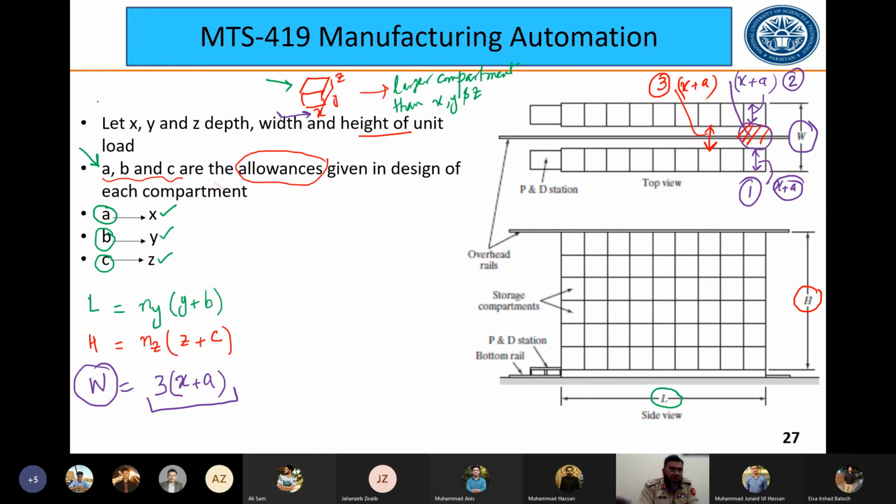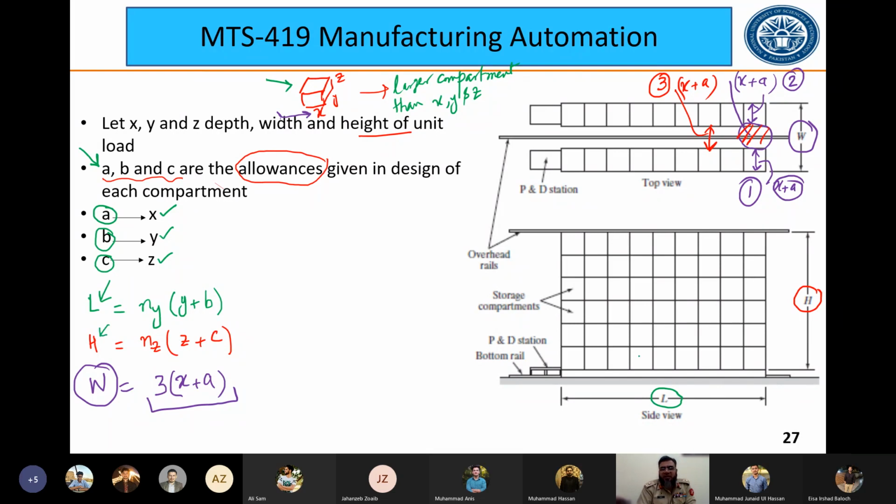Let us calculate the total length of my system, which is this L. Definitely Y is the size of what I place in a compartment, and I associated B with it. If I multiply by the number of compartments I want to make, I can calculate the total length L of my system. No issue. Similarly in the Z direction, the H direction, I have Z as the dimension of my unit load, with allowance C associated with Z, multiplied by the number of compartments in the Z direction, the H direction. Multiplying this is going to give me H.